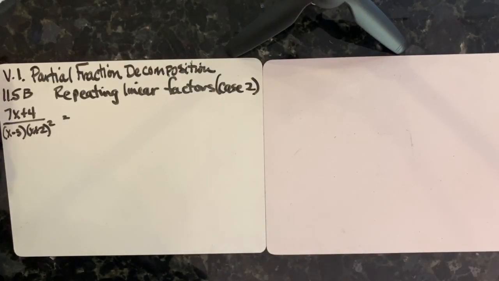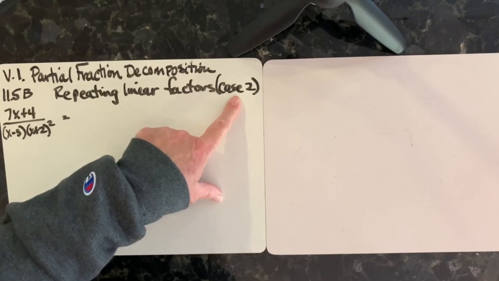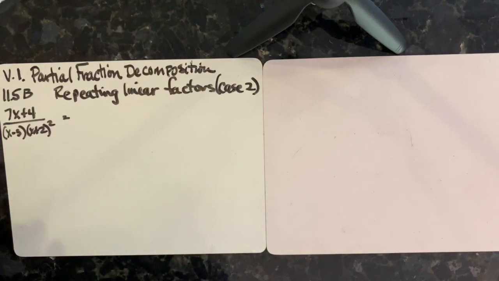All right, so video 1 for partial fraction decomposition 11.5b. This is repeating linear factors. This is case 2 in your textbook. All right, I'm going to move quick because this might take us a little bit longer.